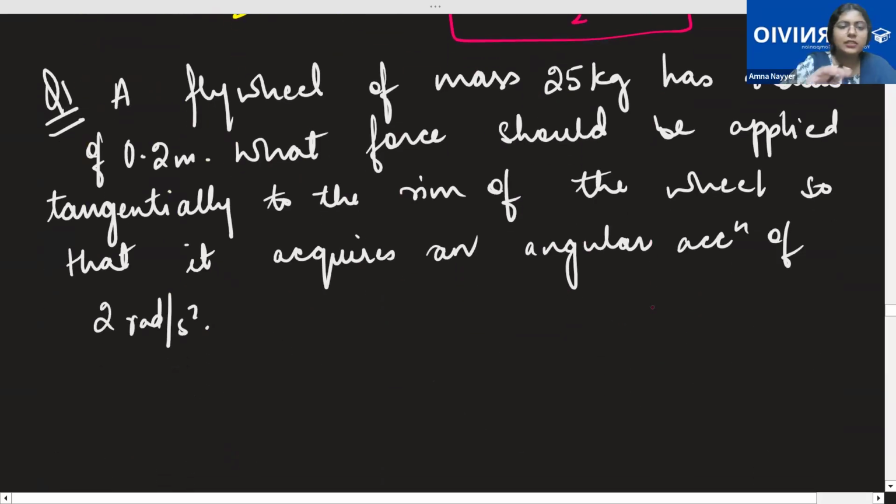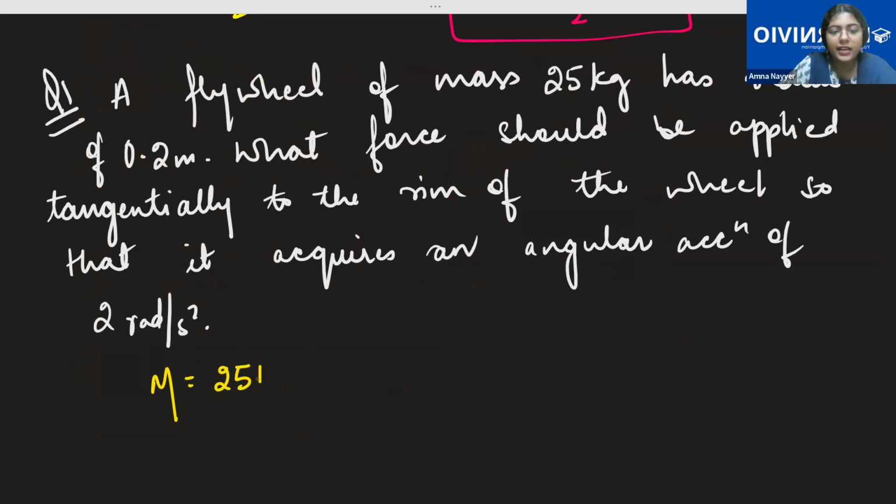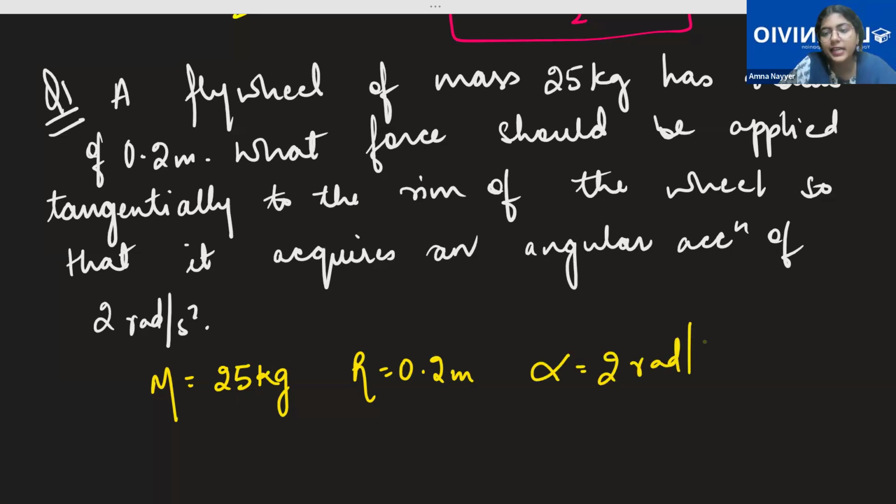Look at this question. A flywheel of mass 25 kg has a radius of 0.2 meter. What force should be applied tangentially to the rim of the wheel so that it acquires an angular acceleration alpha equal to 2 radian per second square? Now, it is asking what is the force? Now, rotational force, we are asked to write.